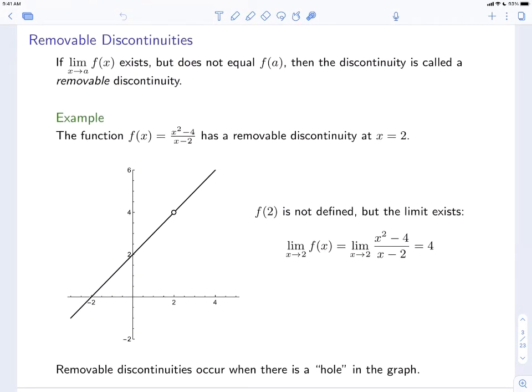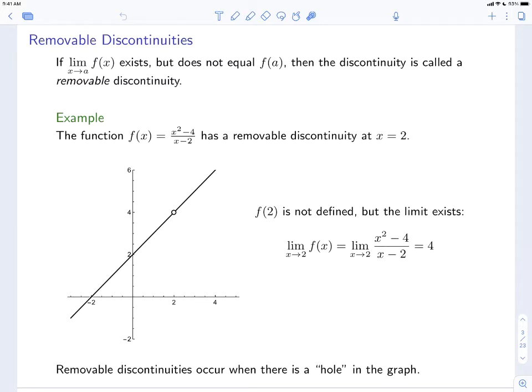The best way to understand continuity is to talk about discontinuity. In what ways can a function fail to be continuous? Well, let's talk about the different kinds of discontinuities that you might see. The first one we want to talk about is what's called a removable discontinuity. If the limit as x approaches a of f at x exists but does not equal f at a, then the discontinuity is called removable.